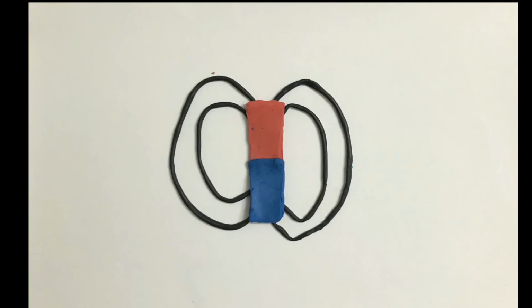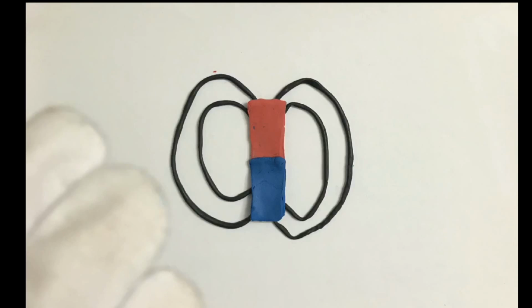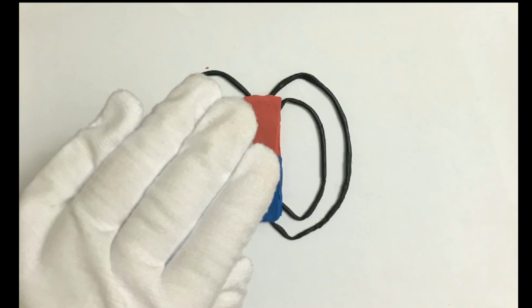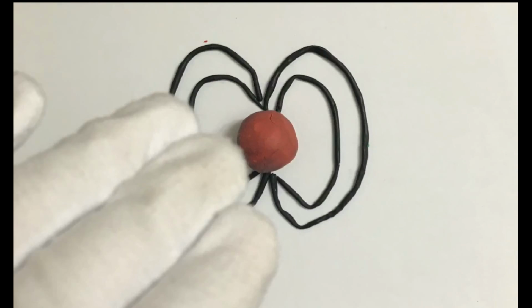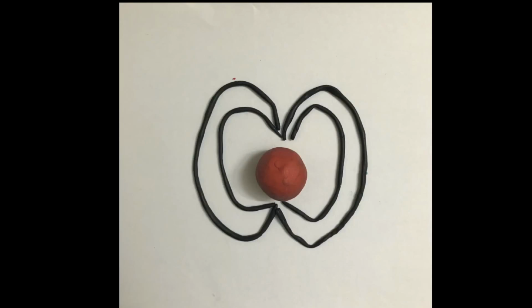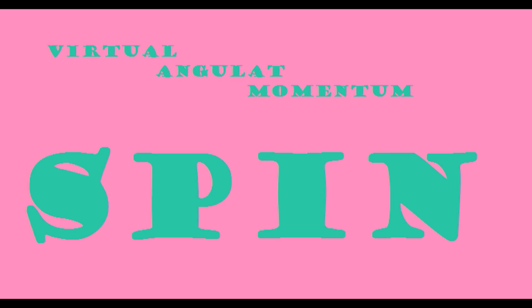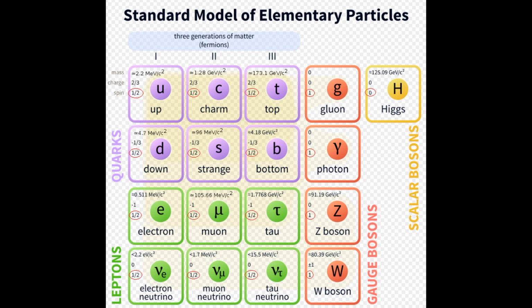But the truth is, particles do not spin. Well, they just pretend to be spinning. So the field is something intrinsic, and the particle's virtual angular momentum is what we call spin. The number you see here describes the shape of the particle.